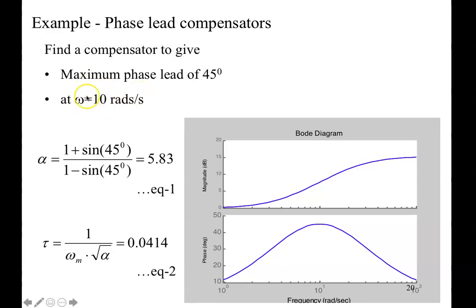Then I know omega is 10. I want that to happen at 10 radians per second, so I'm going to use the third equation, equation 3: tau equals 1 over omega times the square root of alpha. Alpha, I just worked out, so I'm going to put alpha 5.83 in there. Omega is 10, so I put 10 there. That will give me 0.0414. Okay. Put the alpha and tau values back into equation 1, and I'm going to plot both plots.